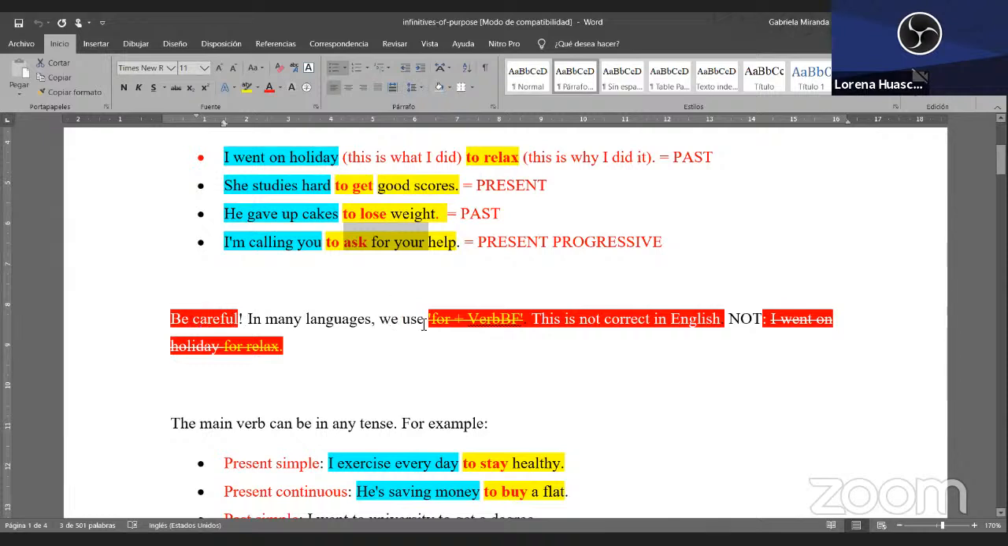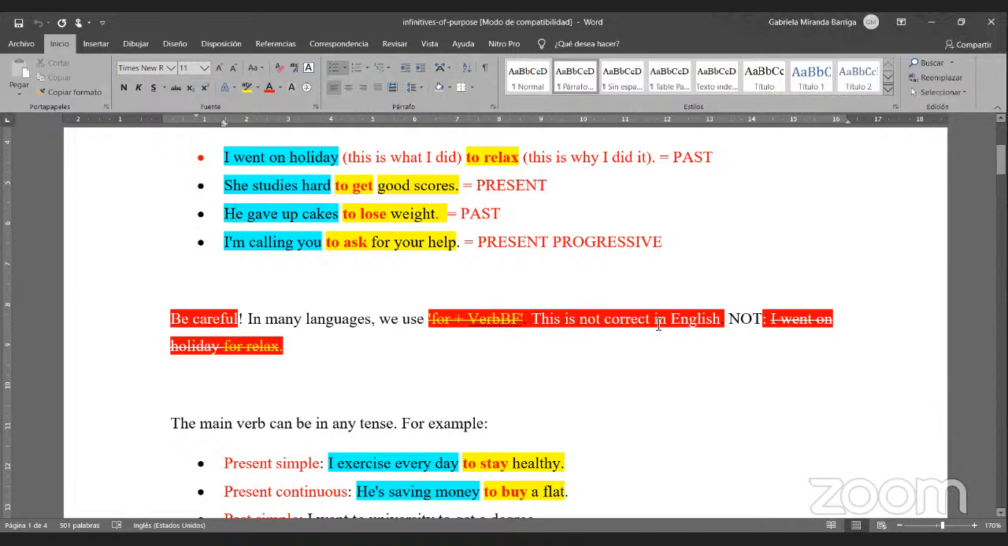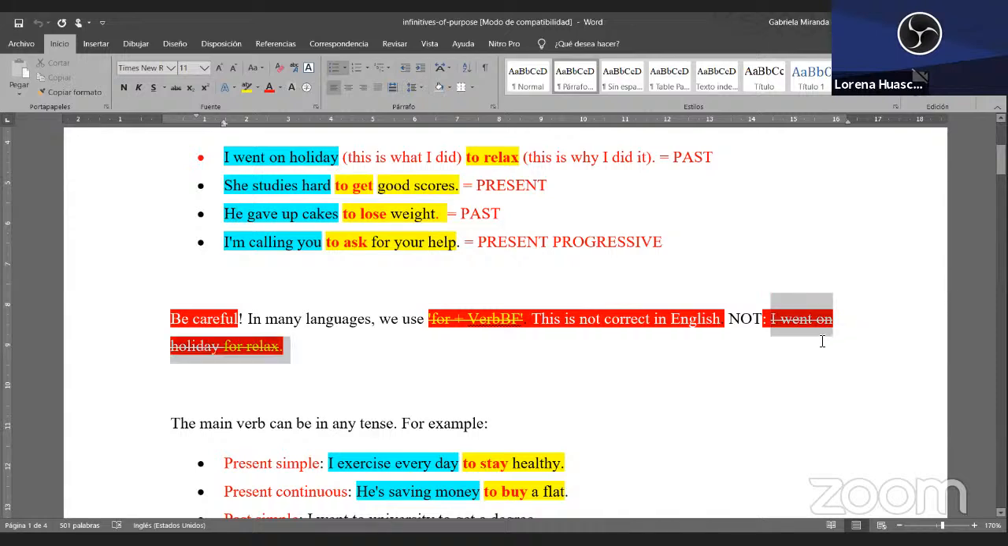In many languages, many people used to use this word for with a verb in base form. For example, I'm calling you for ask for your help, or he gave up cakes for lose weight. So that is incorrect, okay? It's not correct. So always give purpose with to. For example, I went on holiday for relax. It's not okay. Always with base form.